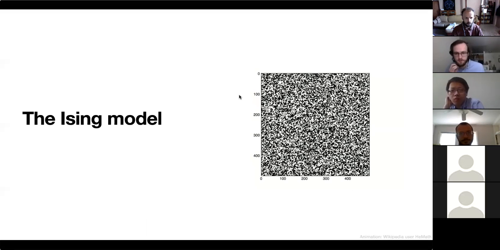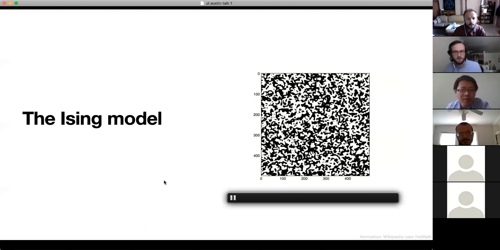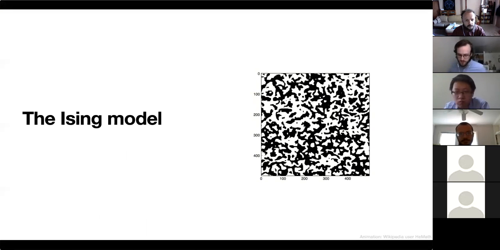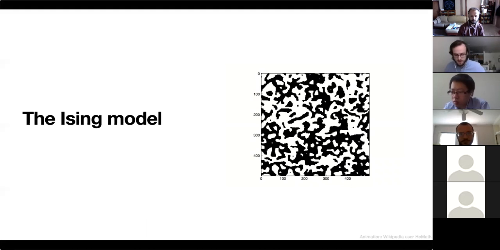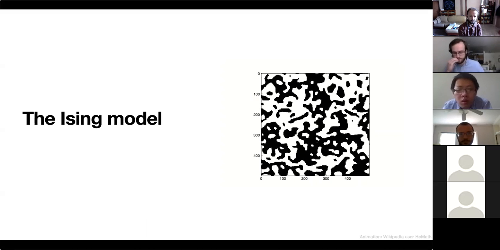Okay, so for the first bit of my talk, I'm going to be talking about the Ising model, which is a model for magnetism. This was first introduced by Lenz, actually not Ising, but he gave it to a student whose name was Ising, who studied it in his PhD thesis, and that was in the 1920s. So at this point, it's pretty well studied. The animation, which is still going, will eventually be explained.